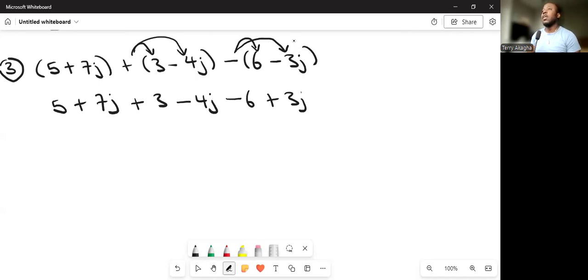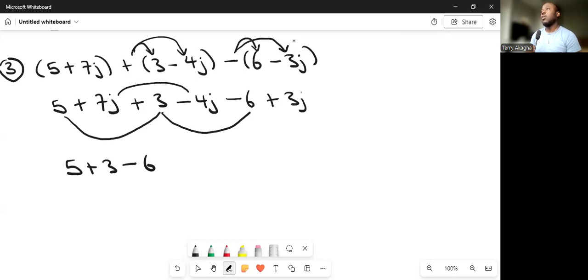Okay, so the next thing we have to do is to now collect all the real numbers. So the real numbers we have 5 and 3, and we have minus 6. So it's going to become 5 plus 3 minus 6. And the imaginary part is 7J minus 4J and plus 3J. So it's going to give us plus 7J minus 4J plus 3J.